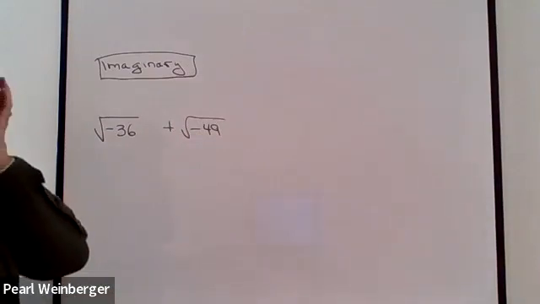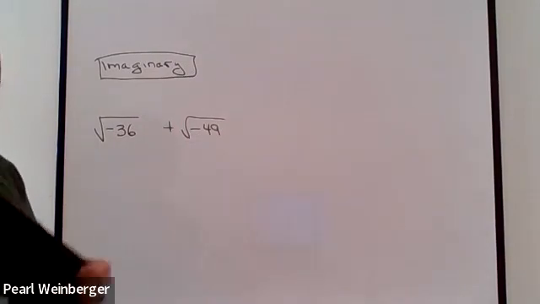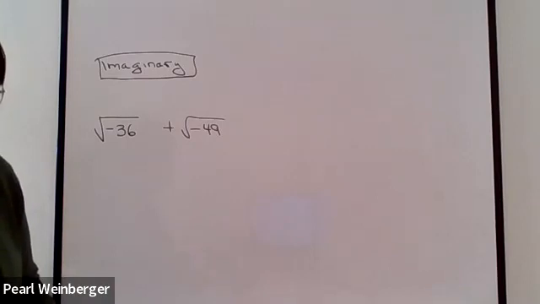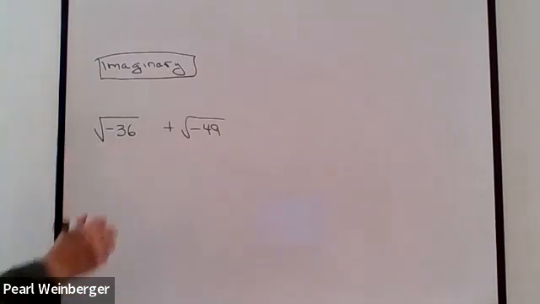Now, first of all, they're two radicals, they're two square roots. That means we can't add them unless we simplify them. And we can't work with square roots of negative numbers. We can work with i's, but we can't work with the square root of negative numbers. So the first thing I have to do is simplify each expression.